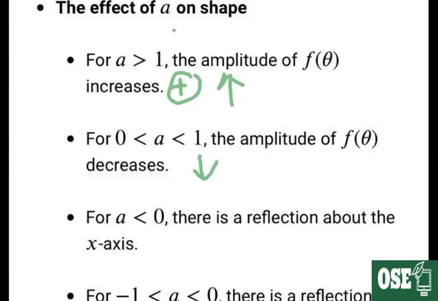And then when A is less than 0, it will be reflected the same way as when we have sine theta in a bracket. So there'll be a reflection. Does it make sense?